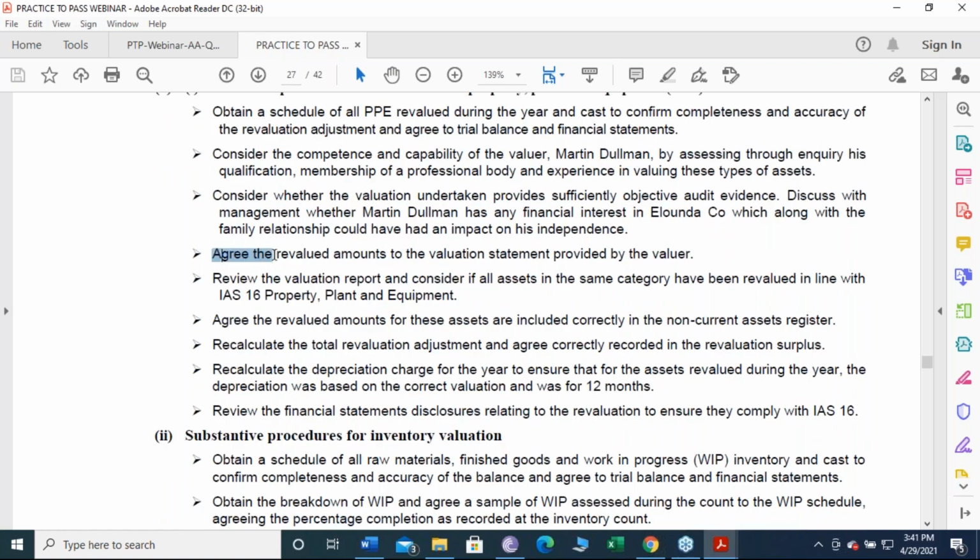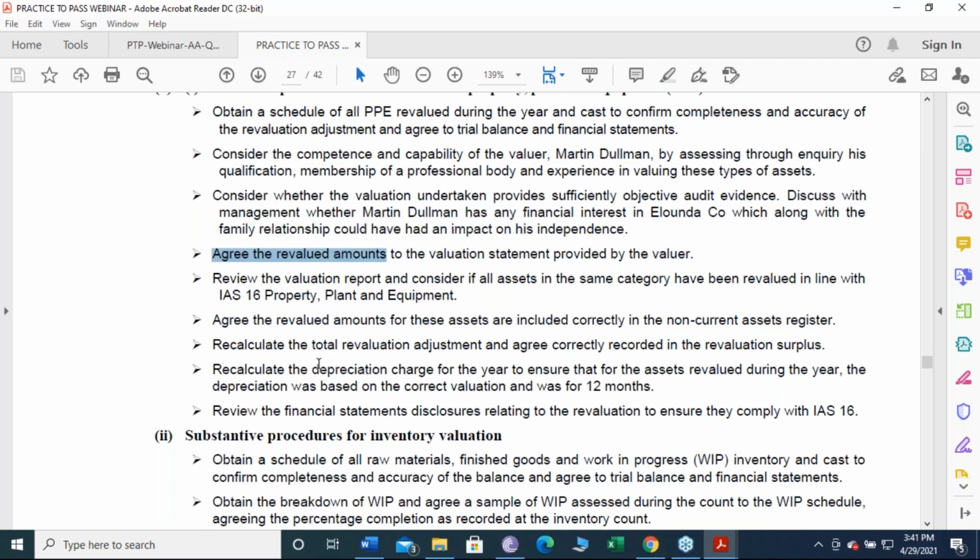Okay, number fourth, I'm skipping number third. Agree the revalued amounts to the valuation statement provided by the valuer. Definitely that valuer has provided a statement. I want to make sure that the same amount which has been recommended by the valuer is the same amount used by the client in the statement of financial position.